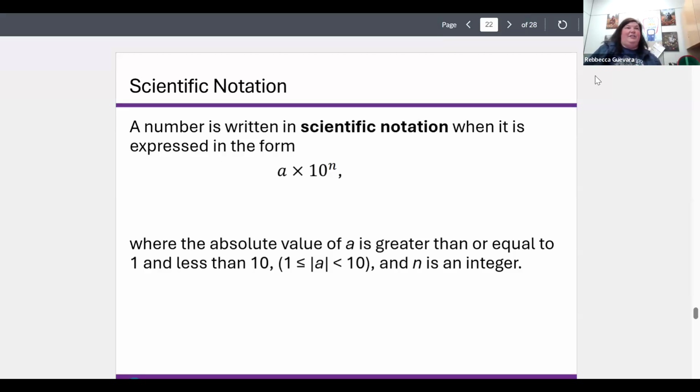Okay, so scientific notation. A number is written in scientific notation when it's expressed in the form of a times 10 to the power of n. Now, n could be a negative exponent or a positive exponent, but usually it's going to stay an integer of some sort, where the absolute value of a is going to be greater than or equal to 1. That's what we want, and less than 10. So we want it to stay in that range there. And like I said, n is going to be an integer. So a can be a decimal, though.